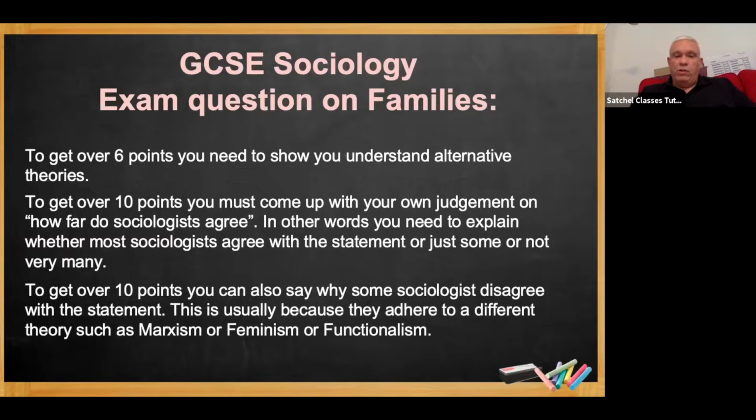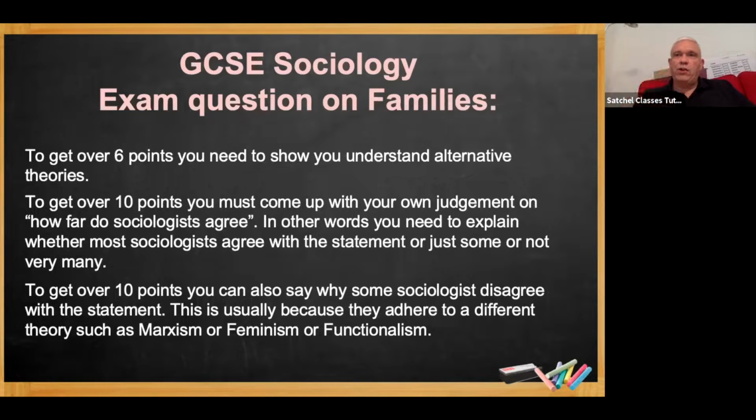To get over 10 marks, you also have to say why some sociologists disagree with the statement. This is usually because they adhere to a different theory, such as Marxism or feminism or functionalism. In other words, most sociologists don't agree with this because most sociologists follow the Marxist version of something, whether it's families or whatever.